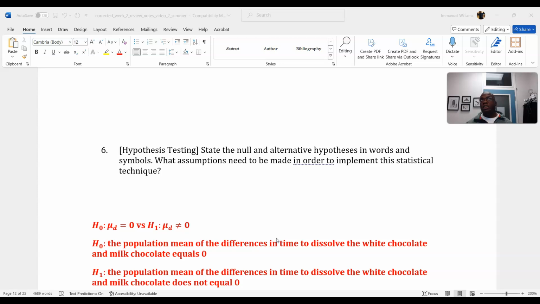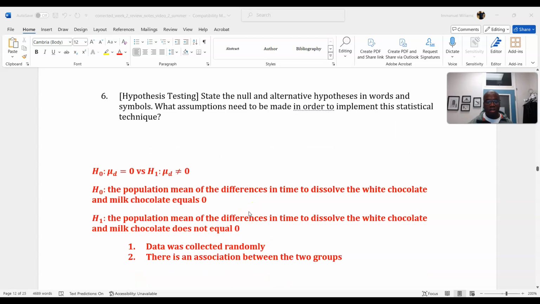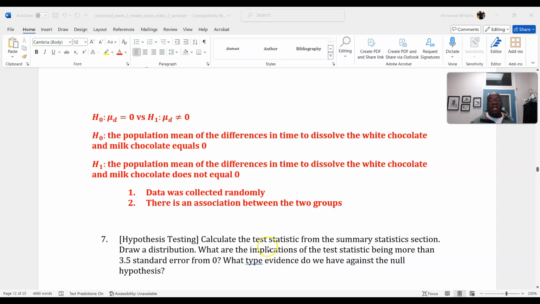Because if everyone did white chocolate first, that would be a confounding variable. The order of chocolate would be a confounding variable in that everyone did white chocolate first. Okay? And then there needs to be an association between the groups. In the two independent population means test, they were independent, whereas in this situation, we need them to be dependent. Some association. Okay? Calculate the test statistic.